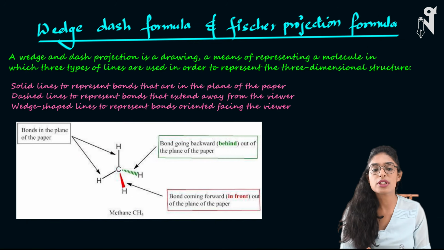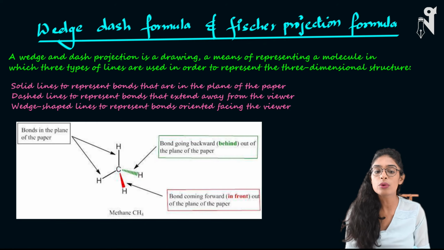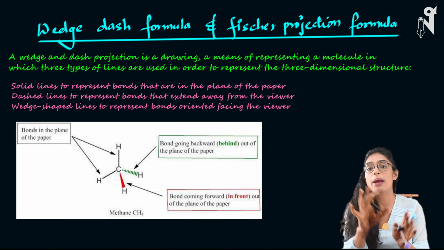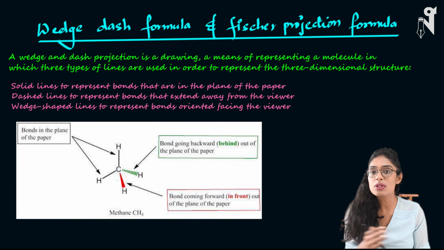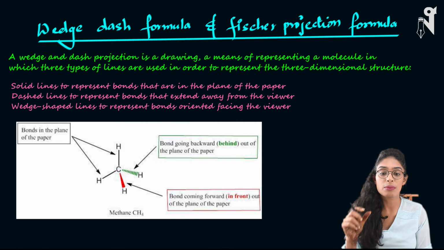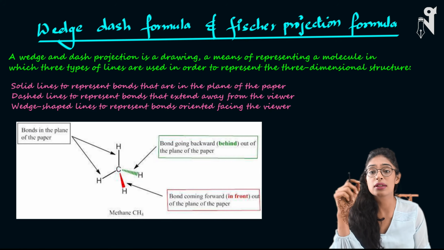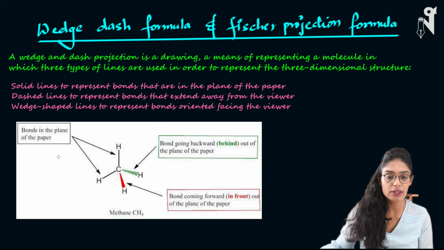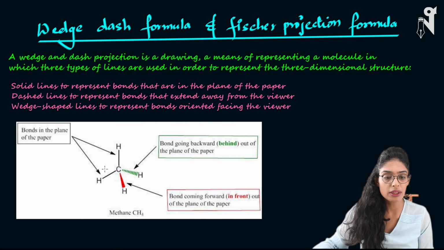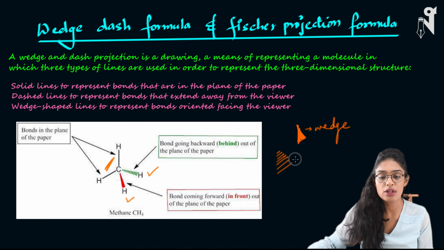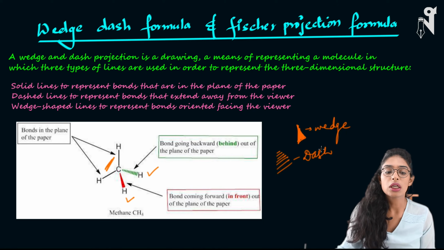So what is the wedge-dash formula? The wedge-dash formula is a 3D representation of a molecule where we use three types of lines to represent the three-dimensional structure. Two lines are simple solid lines, one is a proper thick bond, a bold bond, and the third one is the dash bond. Two are plain bonds, one is a dash bond and one is a wedge bond. This kind of bond is called wedge. This kind of bond is called dash, and the other two are normal lines.